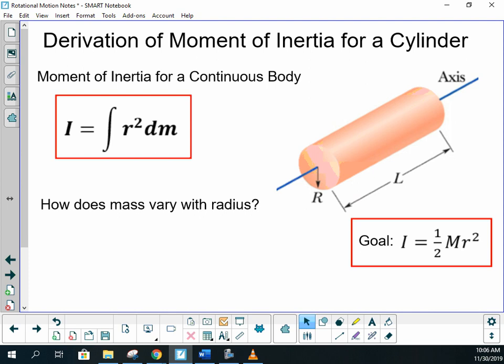Okay, so today what we're going to look at is the derivation for the moment of inertia for a cylinder, and the axis of rotation for that cylinder is going to be through the center. So you can see that blue line there as our axis of rotation for our cylinder. Remember, take a moment and pause the video right now and remind yourself exactly what a moment of inertia, also called rotational inertia, really is.